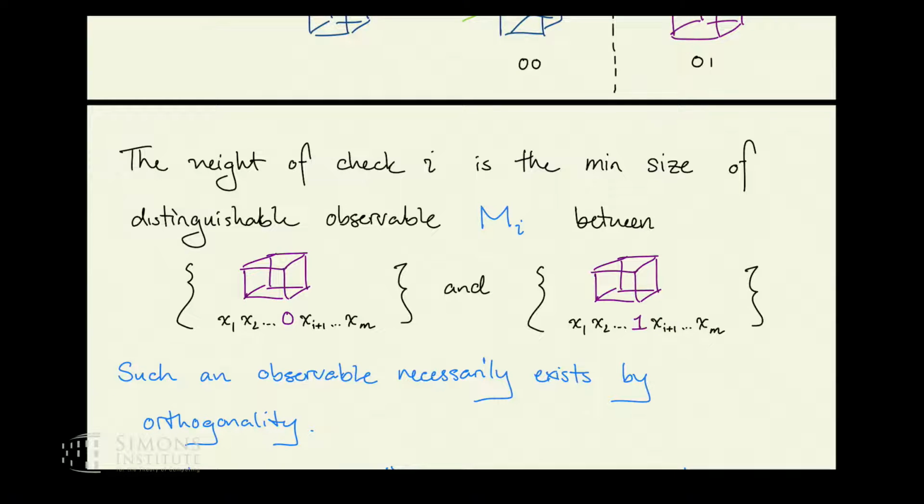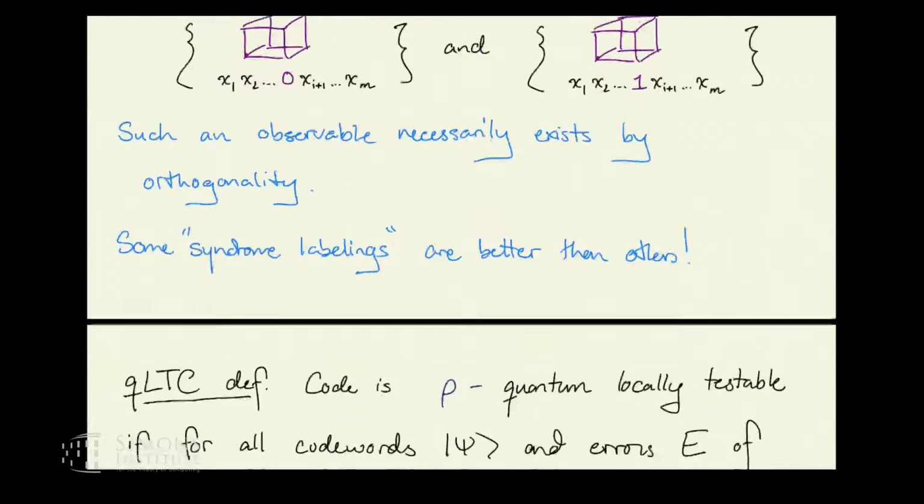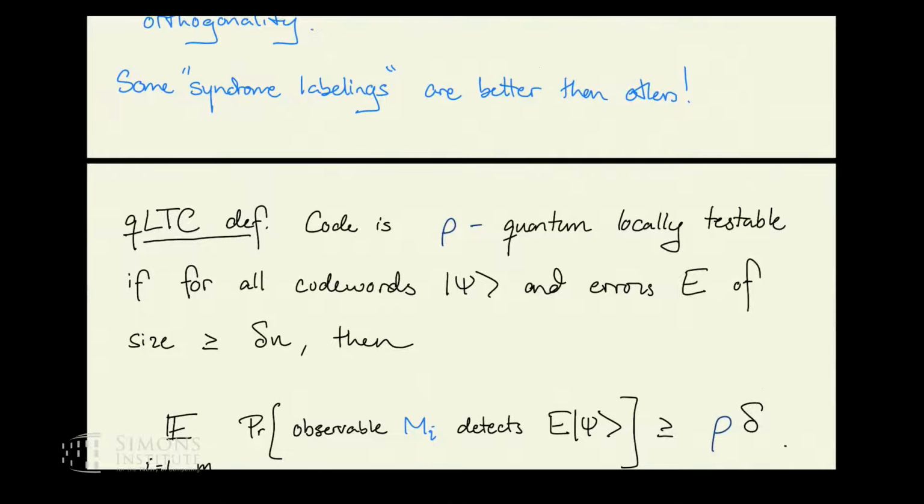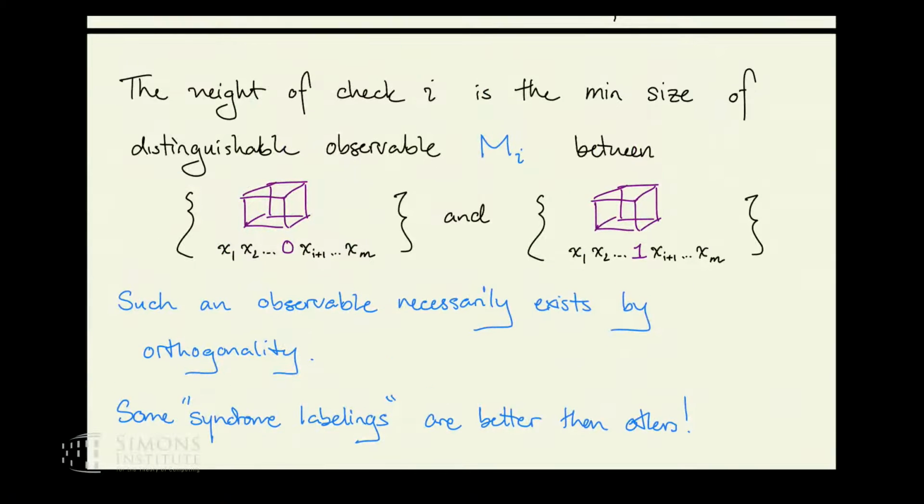The art really in QLTCs would be to create operators of low weight, which tells you that some syndrome labelings are better than others, and that's really where you're going to have to do some work. So you see the check here. Is it a stabilizer? No, it's just some measurement which outputs 0 on all the vectors in the left set and outputs 1 on all the vectors in the right set. It doesn't have to be a stabilizer. Stabilizers have an equal number of eigenvalues that are +1 and -1. It could be something more general. It distinguishes one of the values.